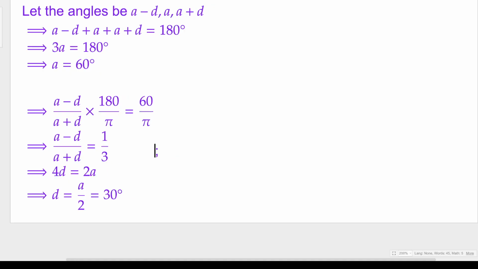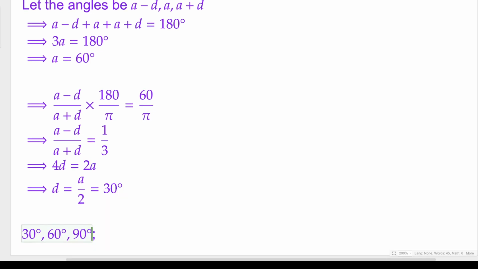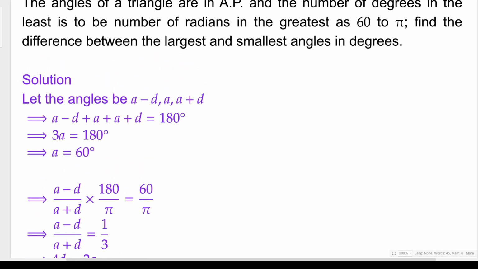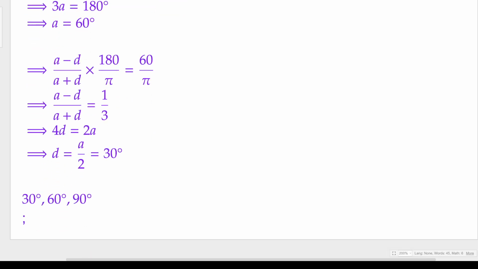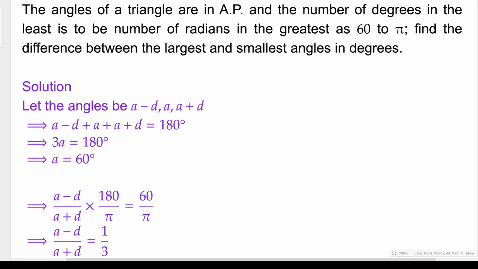So from this we can note down the angles as 30 degrees, 60 degrees, and 90 degrees, right? Now it is asking the difference between the largest and smallest angle. So in that case, 90 minus 30, that would be 60 degrees. So 60 is the answer for this problem statement.